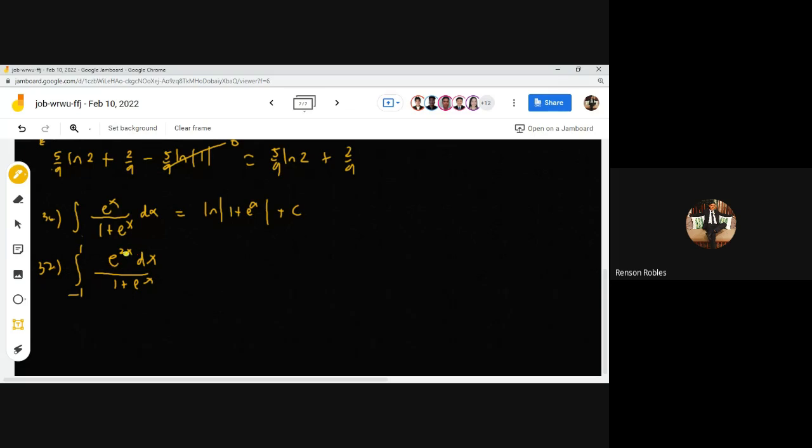Kasi this is e to the 2x. This is e to the x. Sabi niyo po kanina, sir, yung dx should go along together with the same e function. So here, you let u be equal to 1 plus e to the x, okay? And then du is e to the x dx. But this is e to the 2x. What are you going to do?